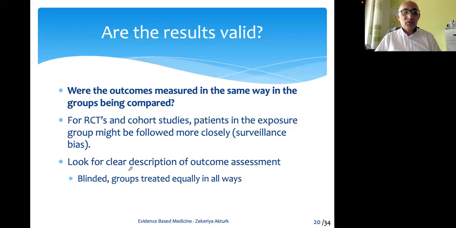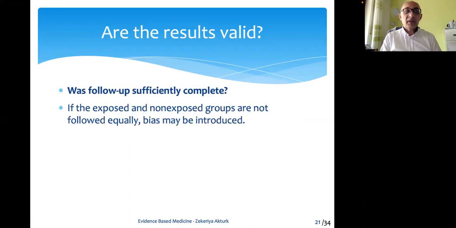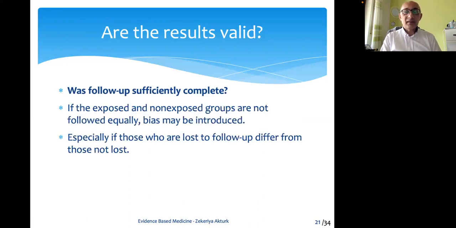What else? Look for a clear description of outcome assessment. Blinded groups treated equally in all ways. Was this achieved? What else? Was follow-up sufficiently complete? This we mean the attrition also. If the exposed and non-exposed groups are not followed equally, bias may be exposed.